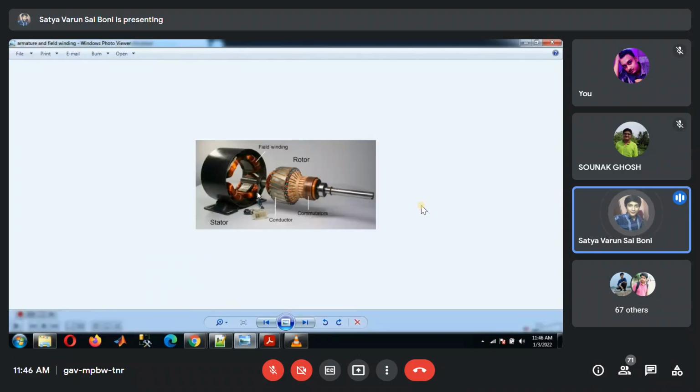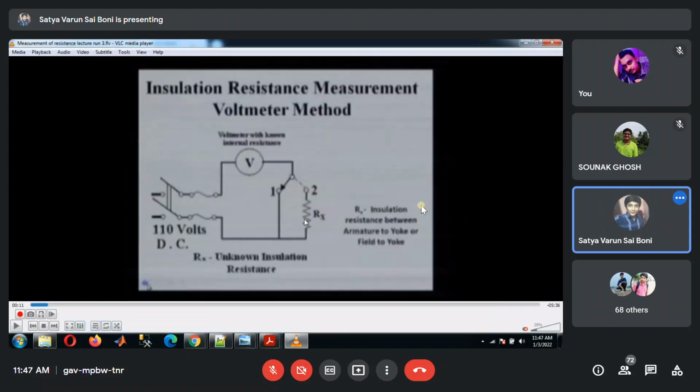See, the round black shape, I think you all can see it. This is the yoke. Normally the rotor is inside itself; it is drawn outside to explain it in a precise manner. If you want to calculate the insulation resistance, we should connect the voltmeter across the field winding and this yoke. And if you want to measure the insulation resistance between armature and yoke, you should connect the voltmeter across the yoke and the armature winding.